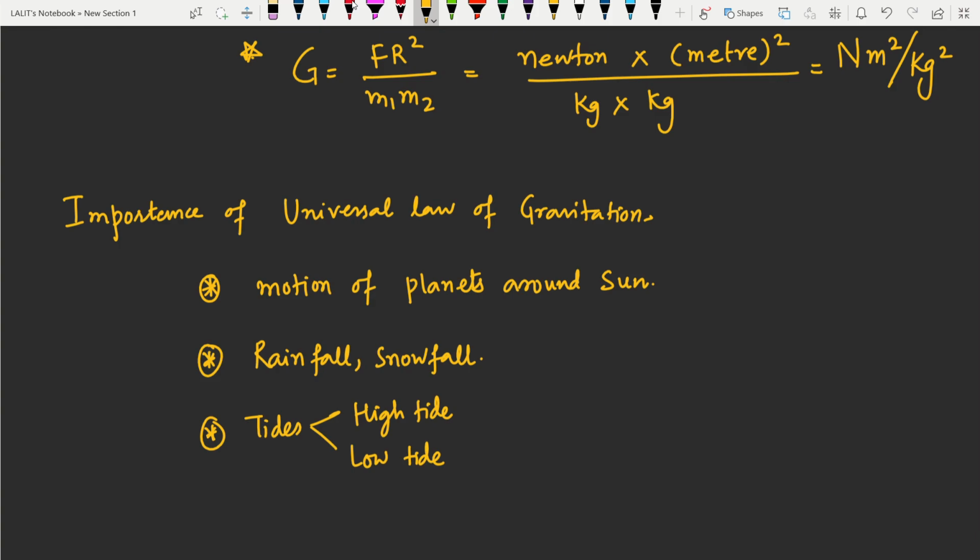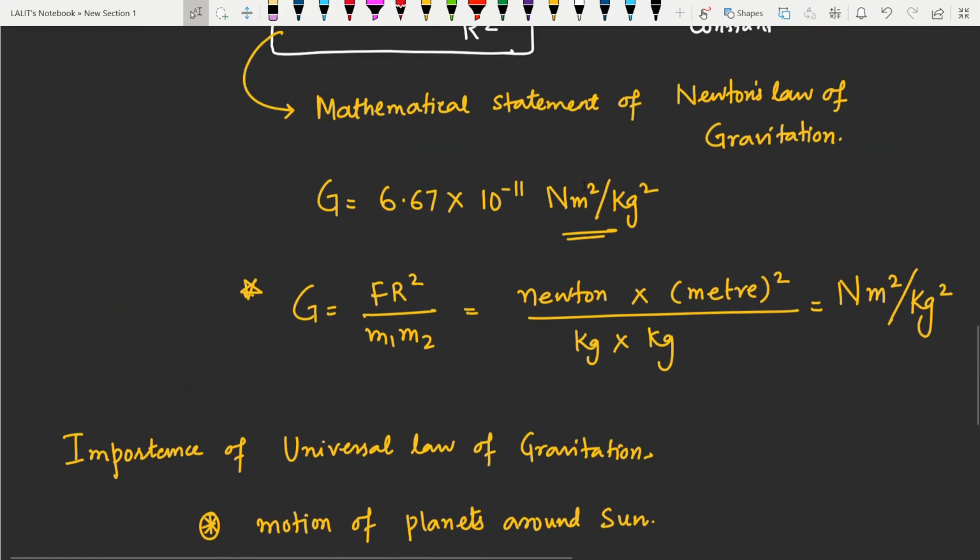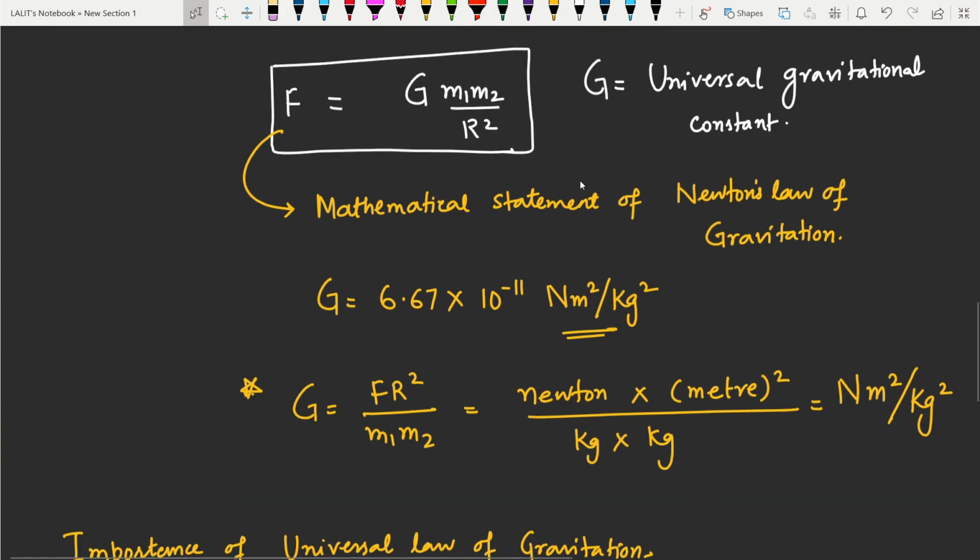Okay, so let us try to calculate the gravitational force. First of all, let us take light objects and then we will move on to the heavy objects. We know the value of G. G is 6.67 into 10 power of minus 11 Newton meter square per kg square. This value is very, very important. You need to remember this.